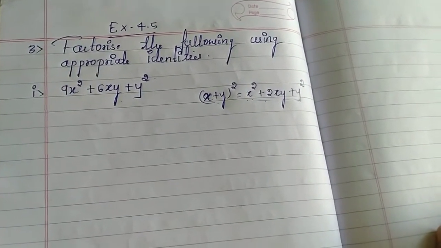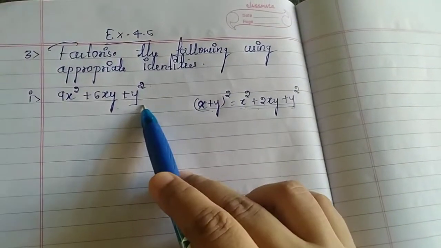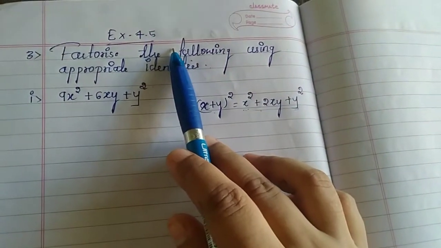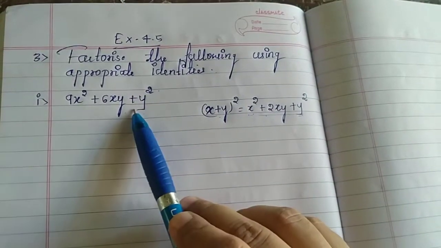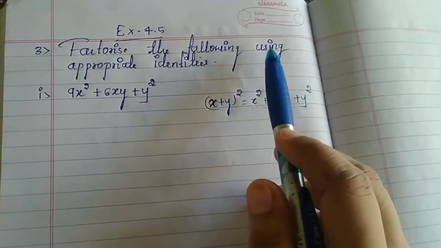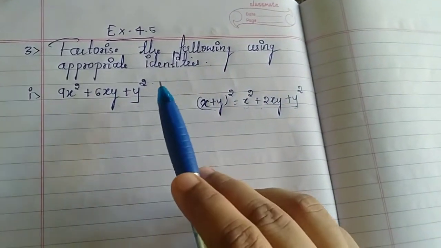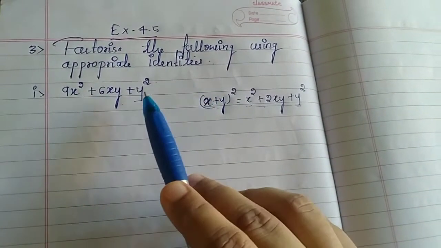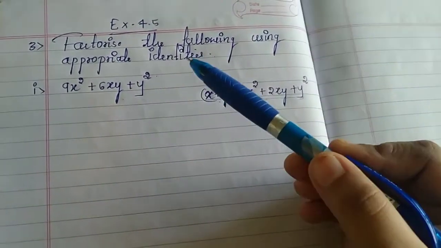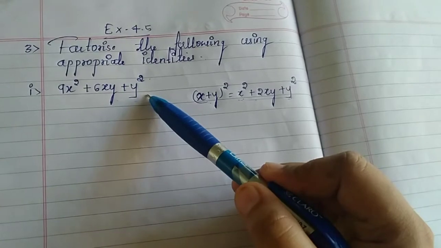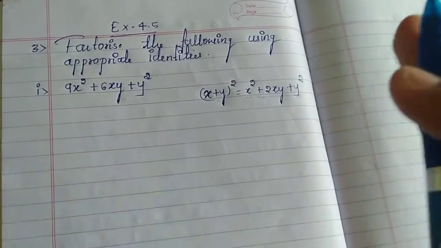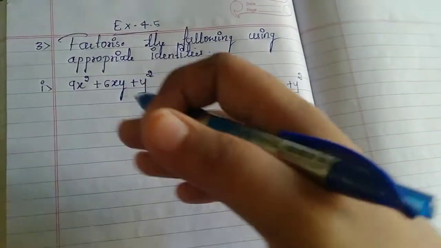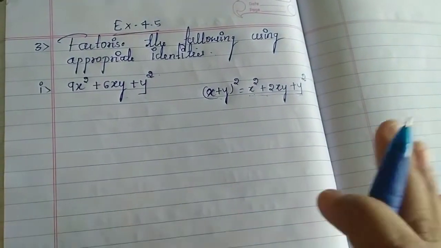In this video, I am going to explain the third main question from exercise 4.5. So what is your first question? We'll see. Factorize the following using appropriate identities. Your first question is here: 9x square plus 6xy plus y square. You have to think which identity is suitable for this, how you can easily factorize by using the identities.